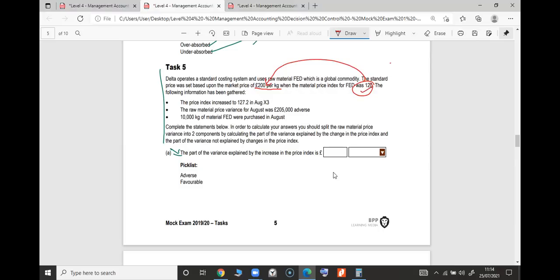The information given below: price index increased from 120 to 127.2. So price has increased or decreased? Tell me. Prices have increased, absolutely increased. So the standard was 200, but do you think it will be 200? No, inflation, definitely. Can you please tell me what percentage of the inflation? Like from 120, it became 127.2. Can you please give me the percentage?